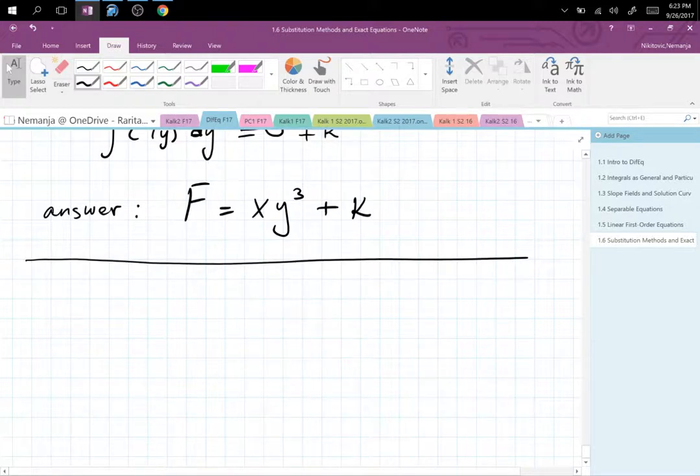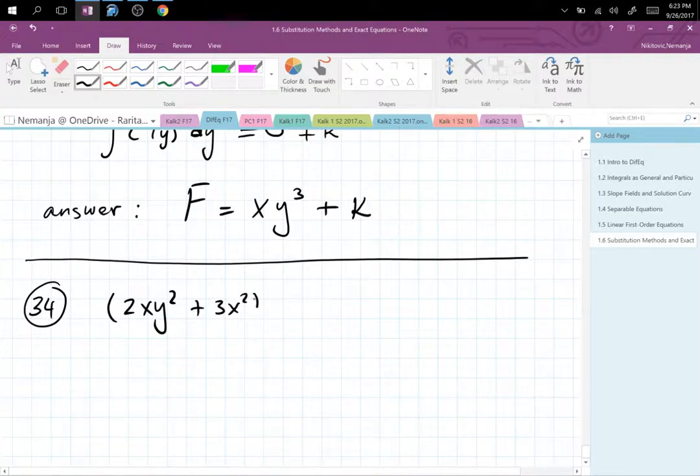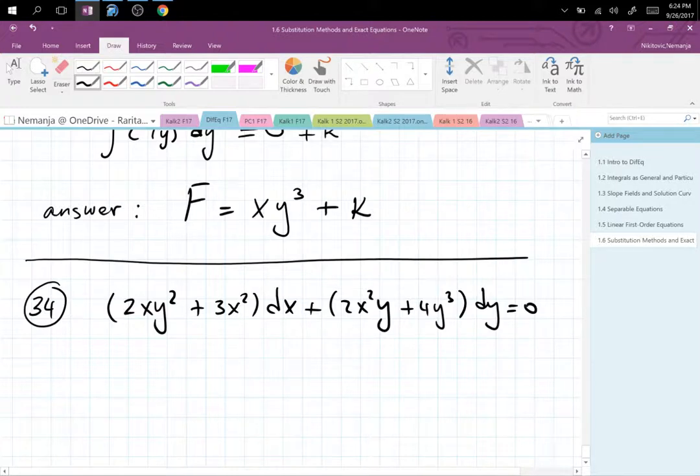All right, let's work on something that is a bit less convoluted to try and make sense out of this. So let's try 34. And then maybe later we can take a look at another one that looks scarier. So 2xy squared plus 3x squared dx plus 2x squared y plus 4y cubed dy equals 0.